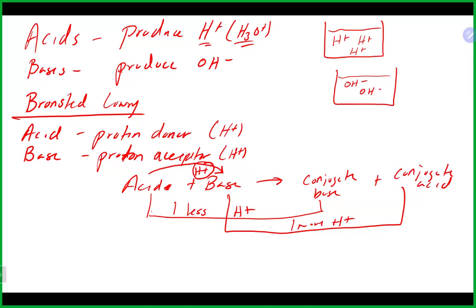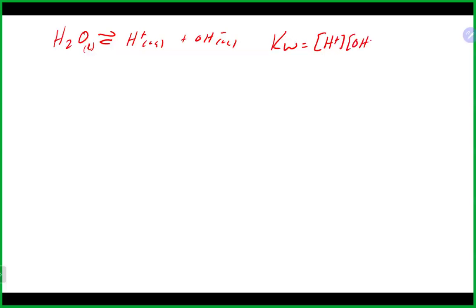Now, there are certain things that could act as an acid or a base, and those are known as amphoteric substances. Water is such a substance, and water will set up an equilibrium reaction with H plus and OH minus. We could write an equilibrium constant for this, which is known as Kw, which is the concentration of H plus times the concentration of OH minus. And that equals, at 25 degrees, 1 times 10 to the minus 14.